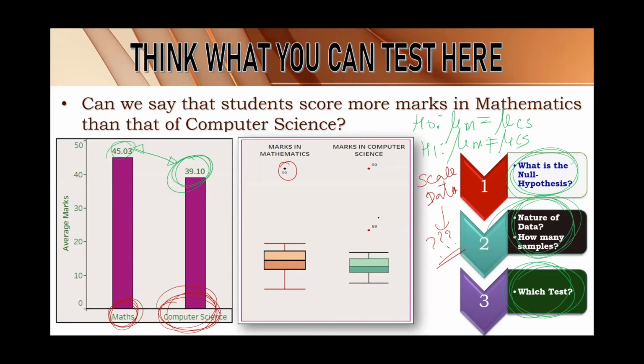Are you seeing these numbers? Yes, I can see the numbers. What are they? 99, 59. Right. So some students have scored 99 marks in papers. How should we treat them?